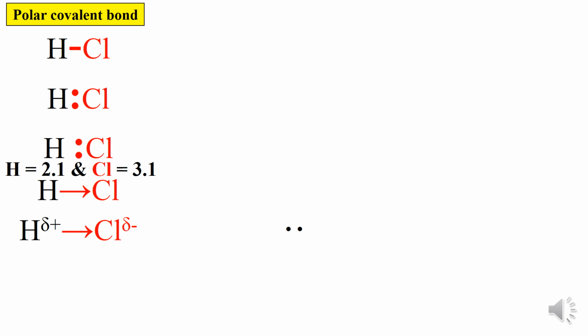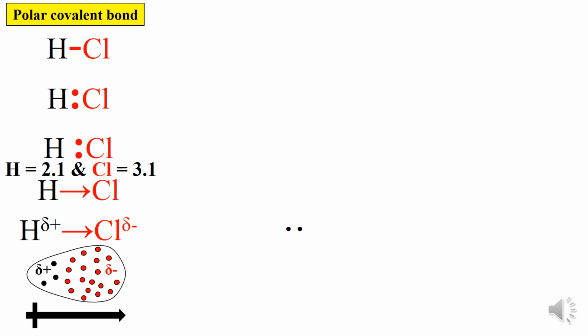The other way of representation is by a polarized electron cloud, where you find distortion of electron density more towards the more electronegative atom. So here the electron cloud is not symmetrical, it is unsymmetrical, and therefore chlorine will be electron rich with a partial negative charge, while hydrogen will be bearing a partial positive charge, because the electron cloud is more distorted towards the more electronegative chlorine atom.